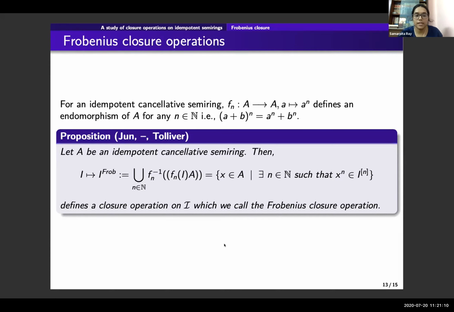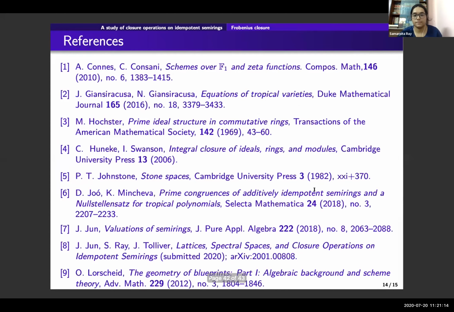And here are some of the references for this work.